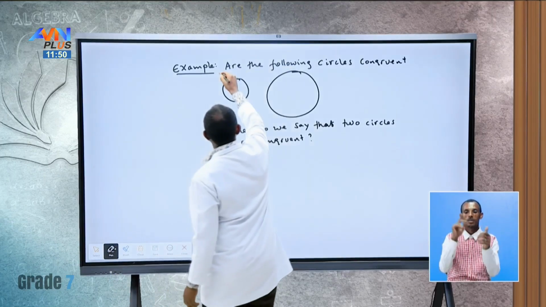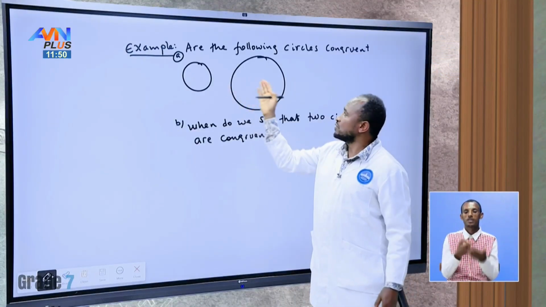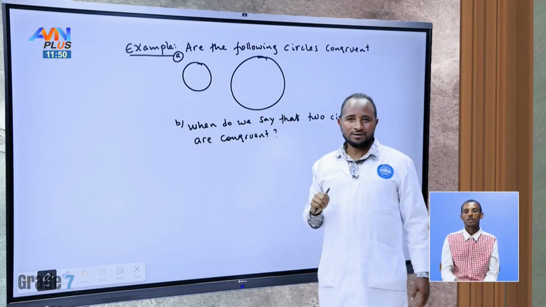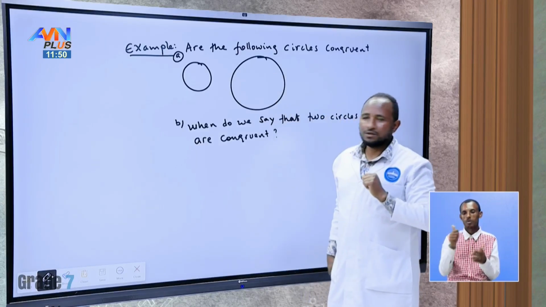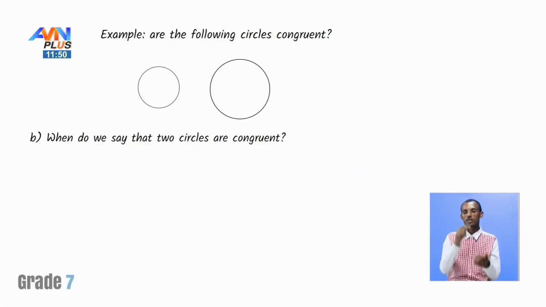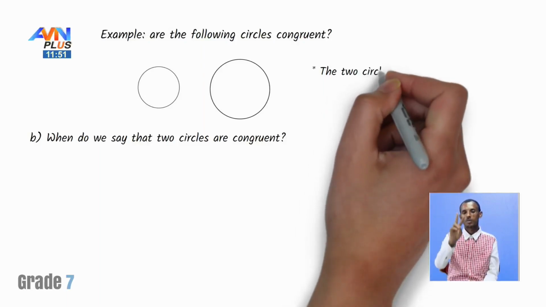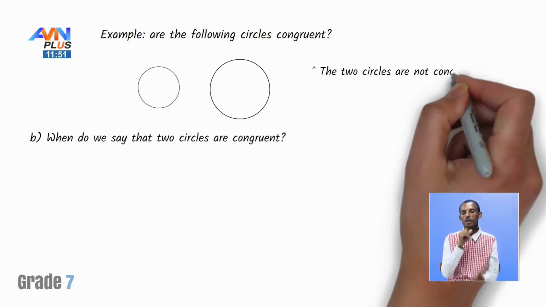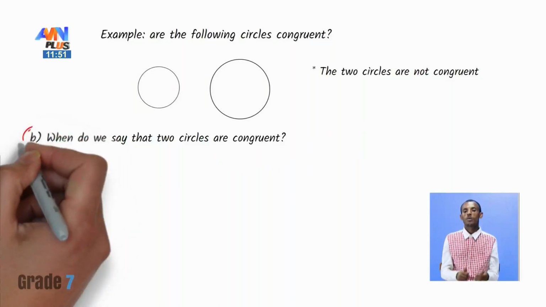In the first question A, we are asked whether these two circles are congruent or not. Does this circle fit on this one if we move it? No, these two circles are not congruent. The answer here is that the two circles are not congruent. Okay, now the second question B.